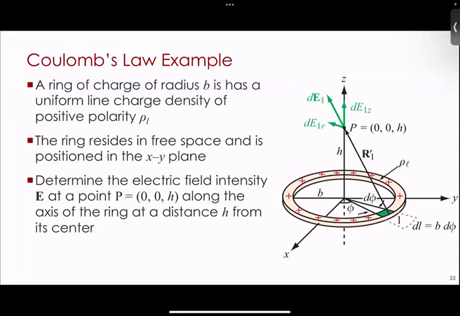The ring resides in free space. We know what that means. That means the same thing it meant in the last example. Epsilon equals epsilon naught. Determine the electric field intensity, E, at a point P equals 0, 0, H along the axis of the ring at a distance H from its center.